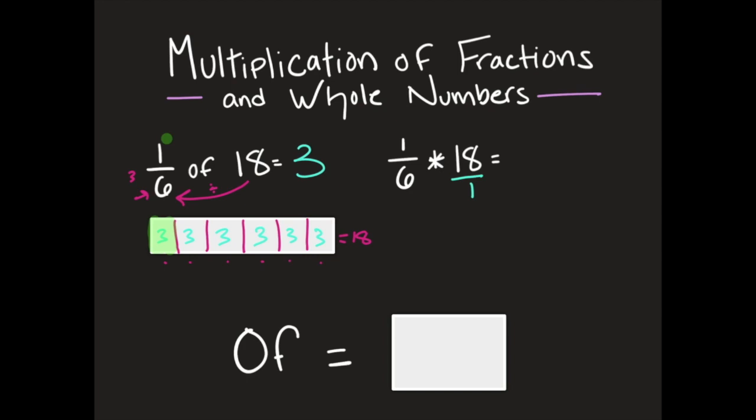So like we've done before, I'm going to do 18 times 1, which equals 18. And then I'm going to do 6 times 1, and that equals 6. I get 18/6 over here, which I then need to reduce, 18 divided by 6. If you don't have that fact memorized, you could come over here and say 18 divided by 6, and your answer would equal 3. So you notice I am getting the same answers when I have 1/6 of 18 and 1/6 multiplied by 18.